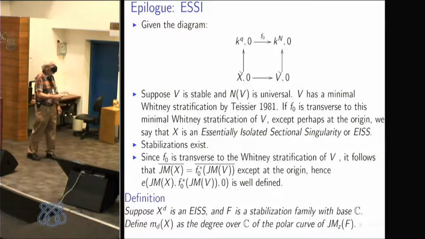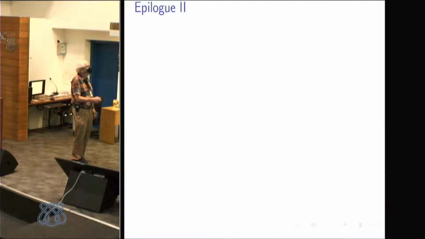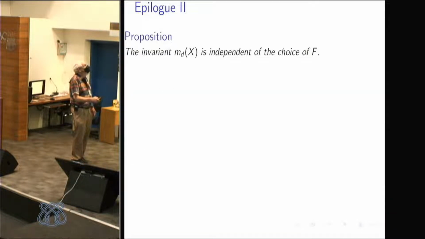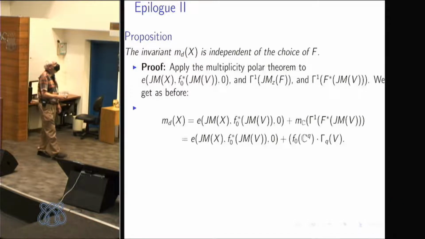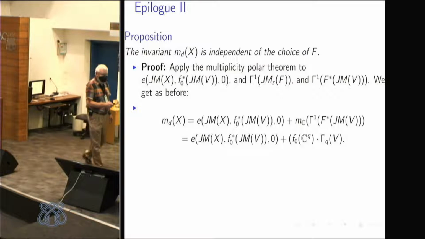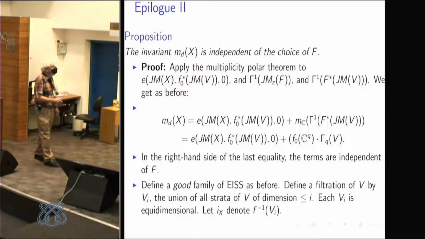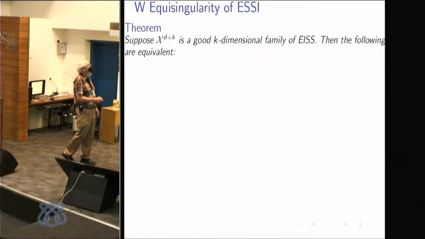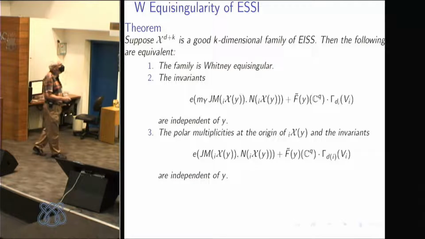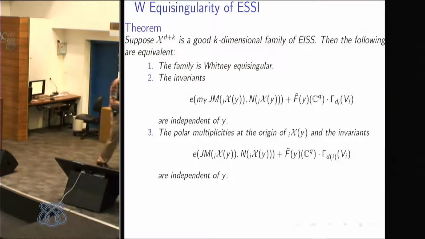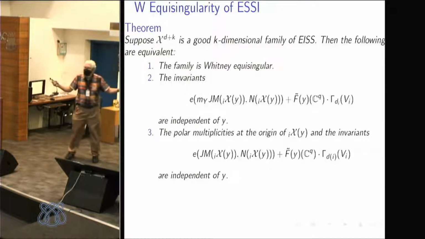And we again can define MD as the degree over C of the polar curve of a stabilization. The invariant is independent of the choice of E because once again, you get the result that shows that you can write it in terms of X. And you define a good family as before. And then you get some nice equivalences. And that is the end. Thank you.